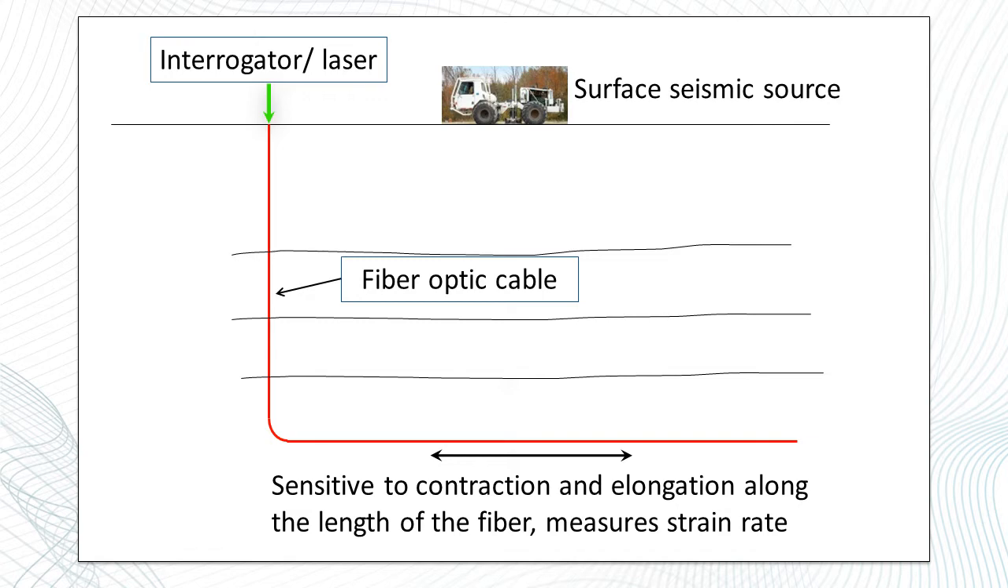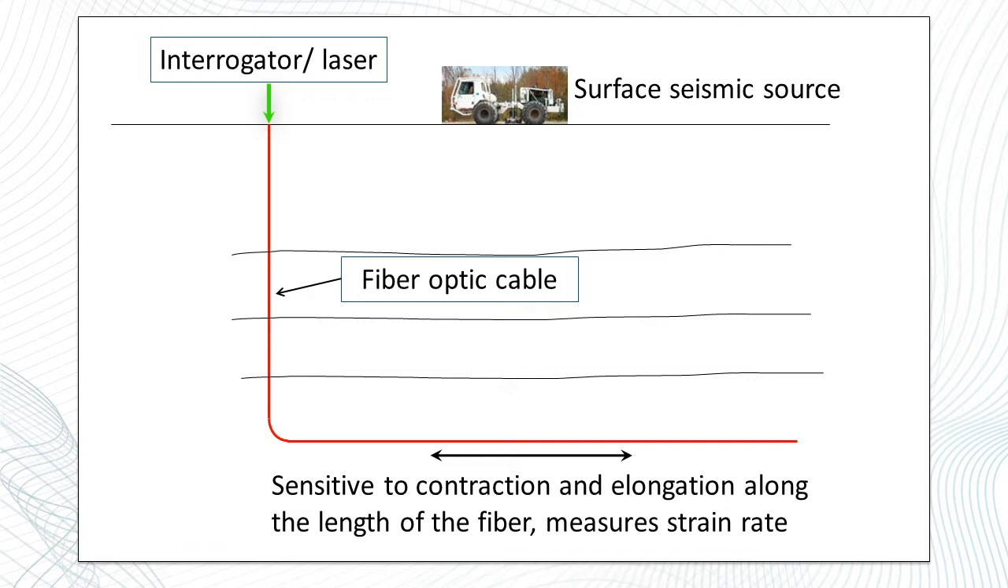The seismic data that's output is actually a measurement of strain rate, of the contraction and elongation along the length of the fiber as seismic waves pass the fiber. A very important point about fiber optics is that we get effectively a receiver station every few feet, like between 3 and 15 feet, all the way along the fiber.